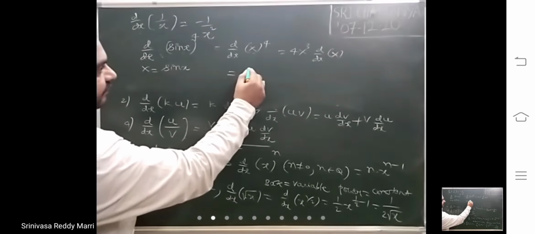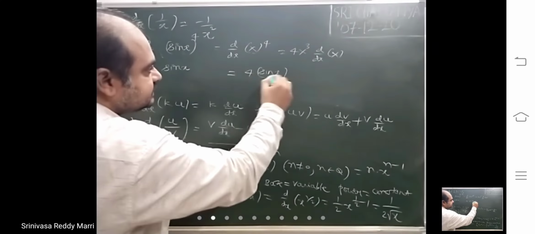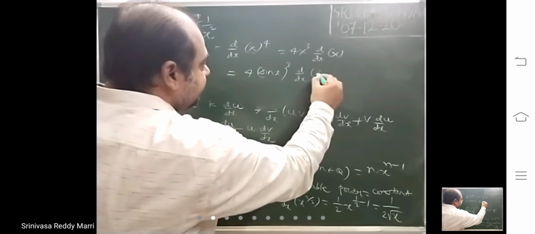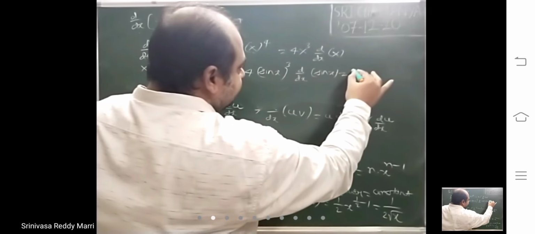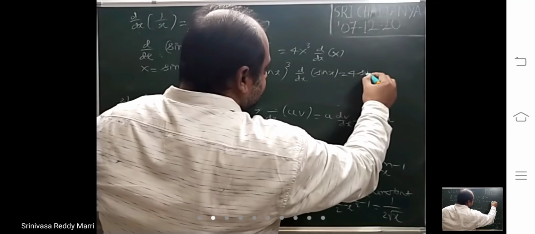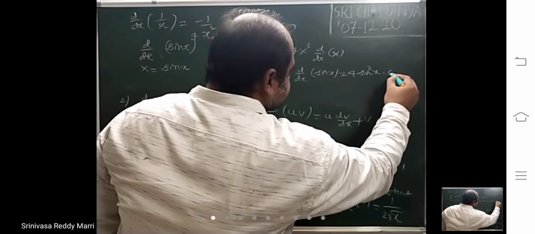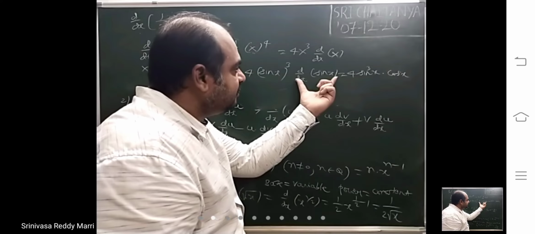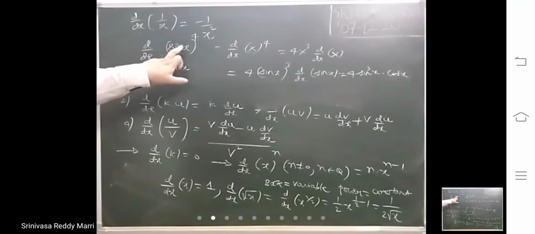Now substitute capital X. 4 into sin x whole cube into d by dx of sin x. That means 4 into sin cube x, and now this is a standard rule, cos x. When in the final step you get a standard rule, differentiation is over. This is not a standard rule, but a power number is there.